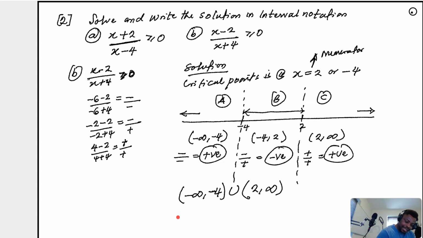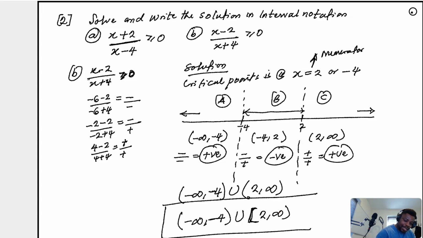So rewriting this, it will be this. Minus 4 will not be part because that is from undefined. And 2 is part of the solution. It will be a square bracket, then 2, then infinity, normal bracket. So you can see the solution.